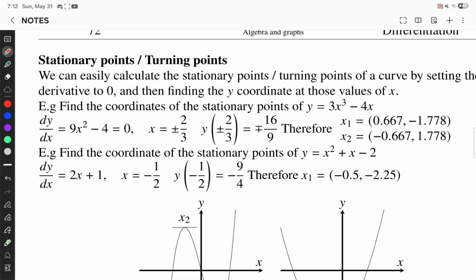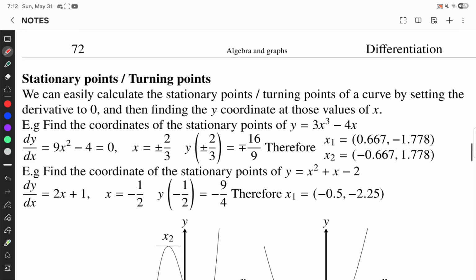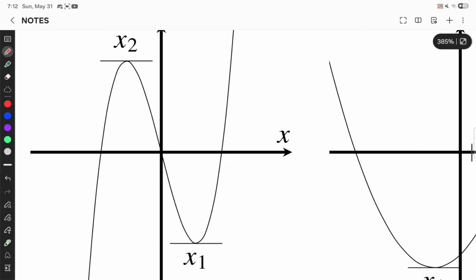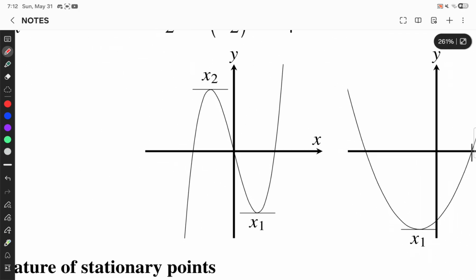Next, stationary points and turning points. What on earth are they? We can easily calculate them by setting the derivative to 0 and then finding the y coordinate at those values of x. Now, a stationary point and a turning point, what are they? They are the same thing, but technically a little different.